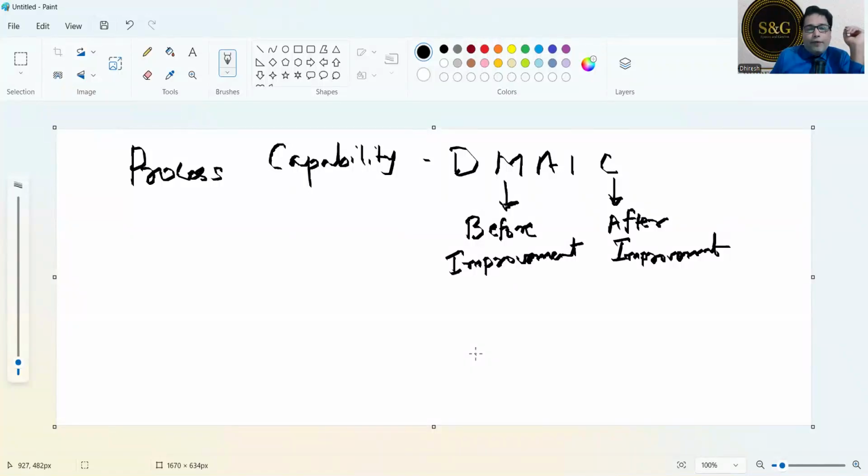Okay. Now, when we collect the data, you clear here? So I'm just making sure that you are taking the notes.